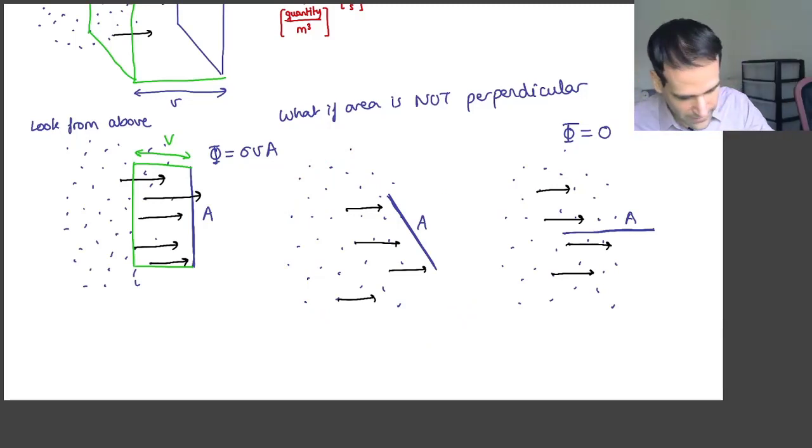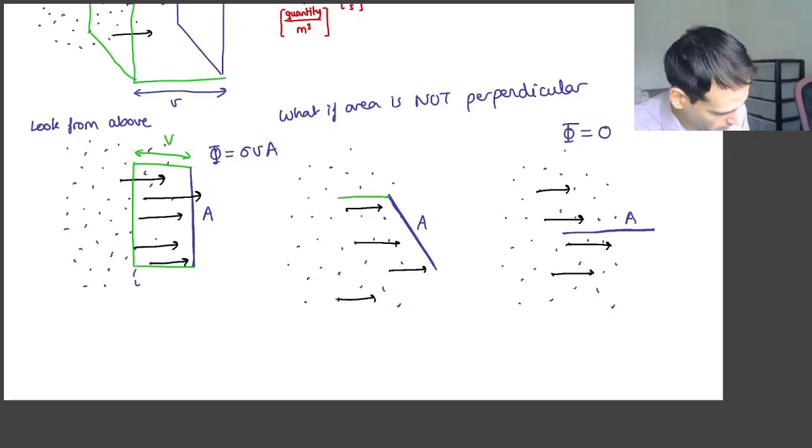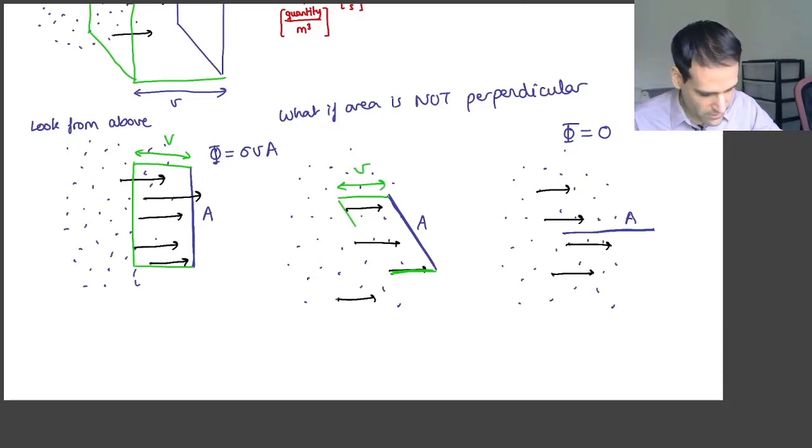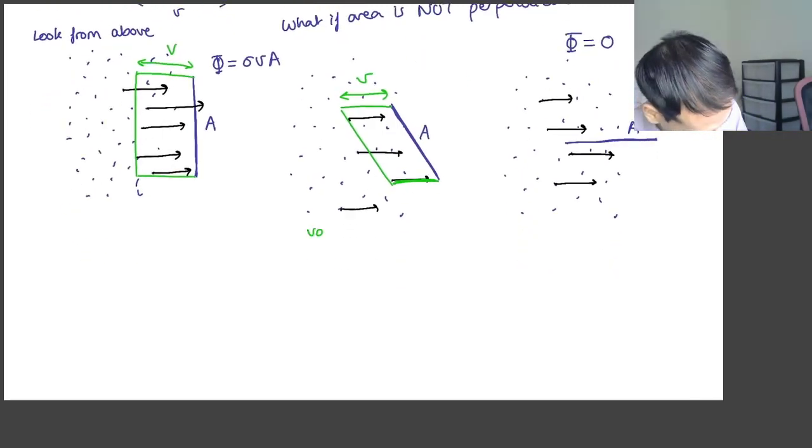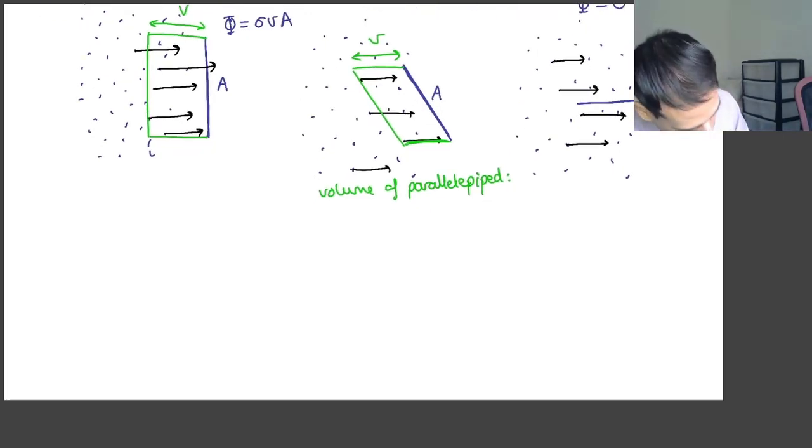Actually, the way you can figure it out is to still think about this volume. Now this volume looks something like this. It has a length in this direction, which is still given by the speed. But now this volume is tilted, right? It's not a box, now it's a parallelepiped. And what is the volume of a parallelepiped? It's equal to area times perpendicular height, or perpendicular distance.